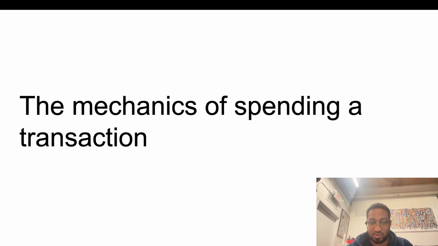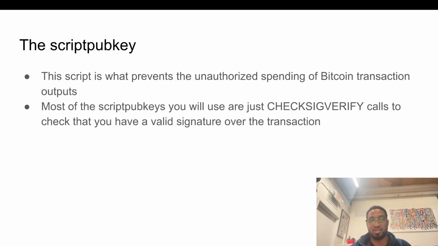So the mechanics of spending a transaction. I'm gonna talk about the script pub key again here. So the script pub key. This script is what prevents the unauthorized spending of Bitcoin transaction outputs. Most of the script pub keys you will use are just check sig verify calls to check that you have a valid signature over the transaction.